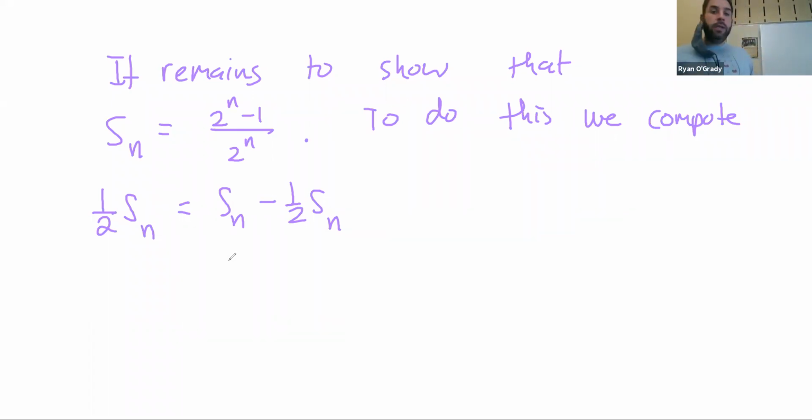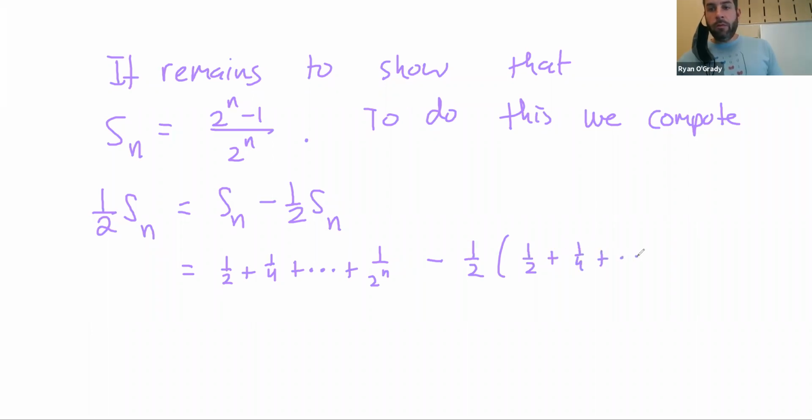What we plan on doing is writing S sub n out and then taking half of it and subtracting them. And then we're going to write half of it in 2 ways. So we have 1/2 S sub n, but what is this equal to? Well, this is S sub n, which is a half plus a fourth. Now, this goes all the way out to what? 1 over 2 to the power n. Now I'm subtracting 1/2 times S sub n, which is 1/2 plus 1/4 plus dot, dot, dot, plus 1 over 2 to the power n.